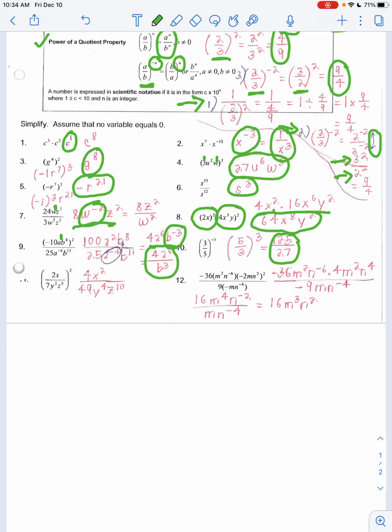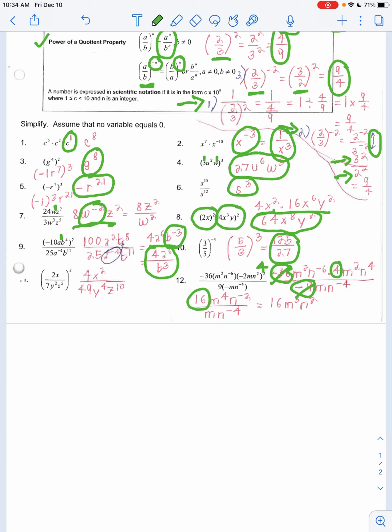Once I did that, I did reduce the negative 36 and the negative 9. And that, I multiplied here. I reduced and then I multiplied. So negative 9 goes into negative 36 4 times, and then I took 4 times 4 to get the 16. And then the rest is pretty straightforward.